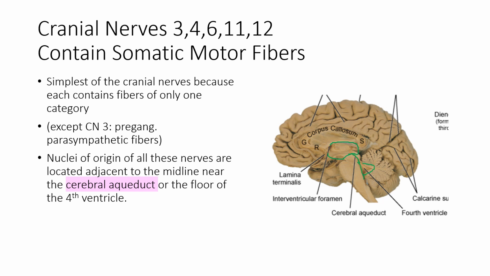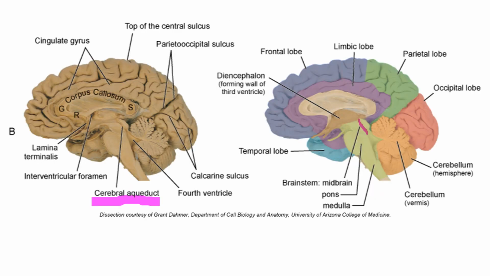So again, I'll highlight it in red. The cerebral aqueduct is right here. Okay, so superior colliculus, inferior colliculus are in this area here. Cerebral aqueduct, again, highlighted here for you. You could see it highlighted in both pictures.